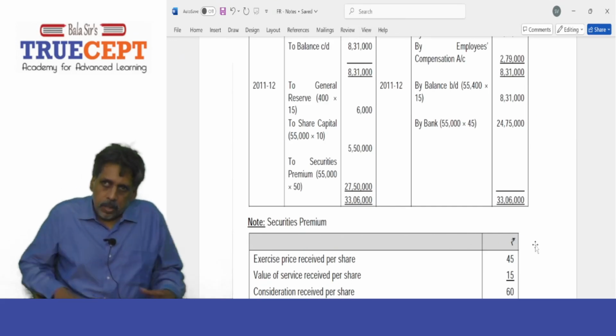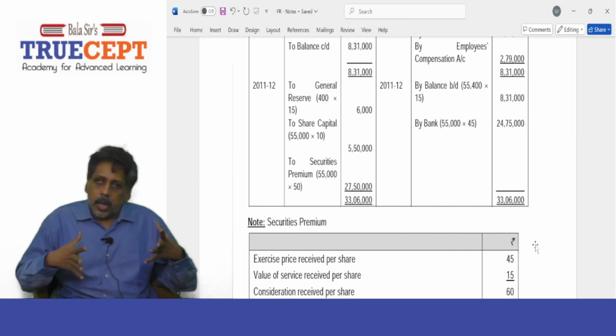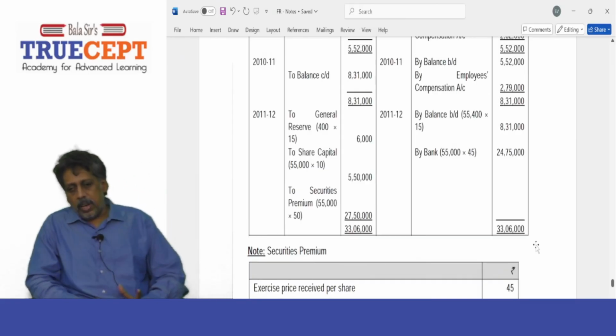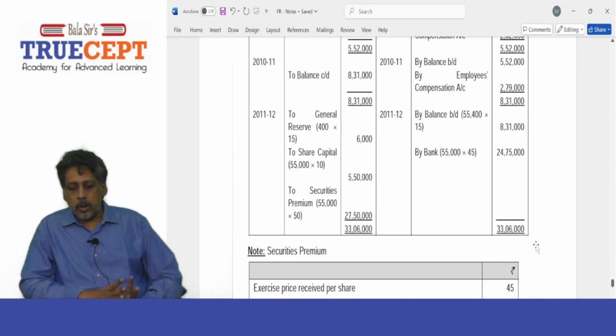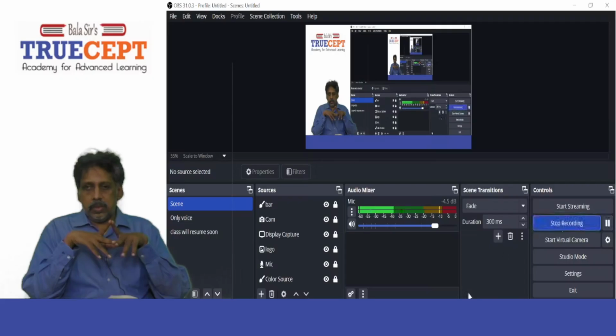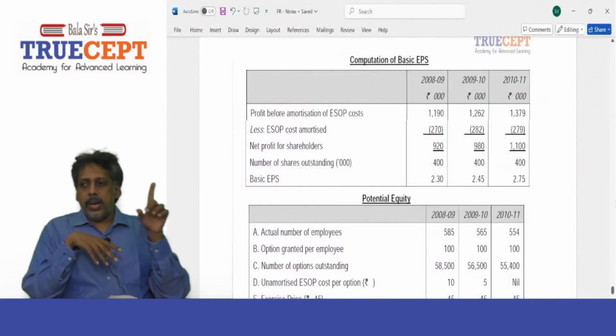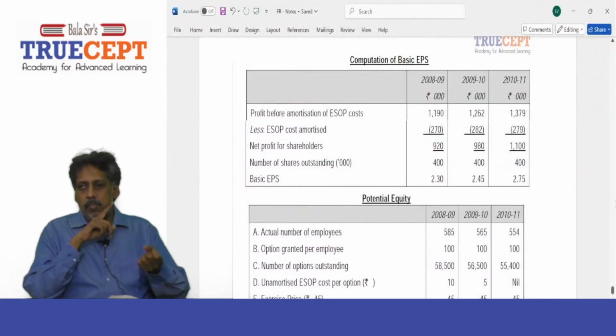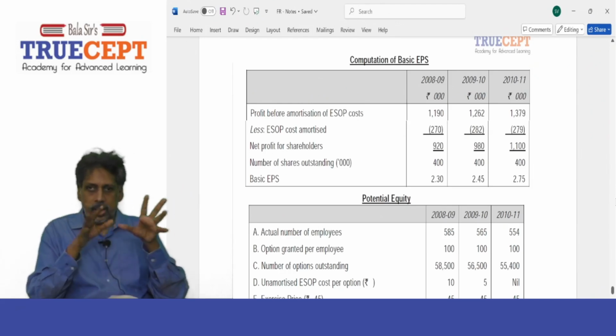Done. Now this alone can be an examination question, but I am very sure they are going to combine IND AS 102 and 33, and they will see how well you understood IND AS 33 as well. Okay. Now we shall go ahead and take on a calculation of basic and diluted EPS. Now computation of basic EPS is child's play, right?